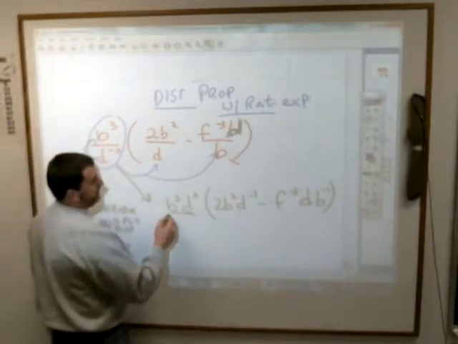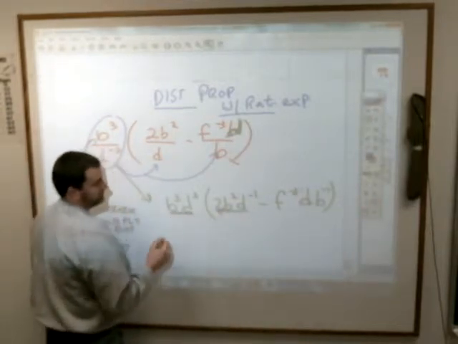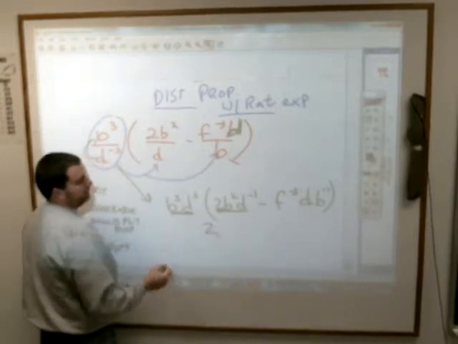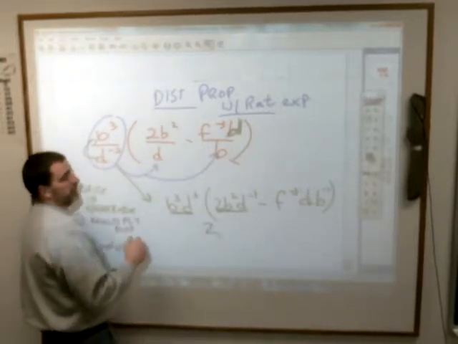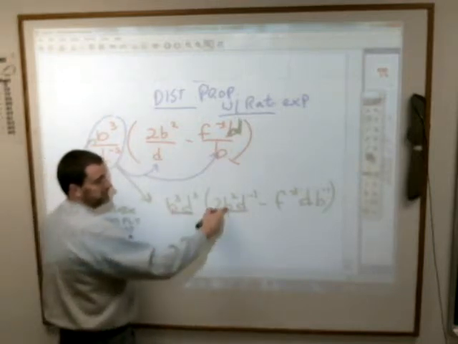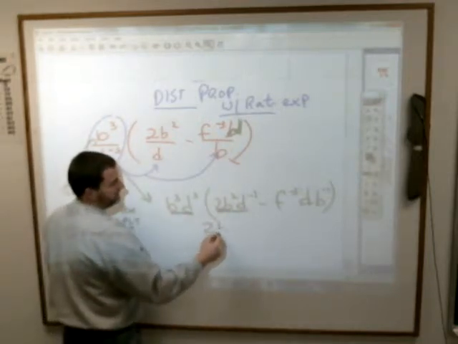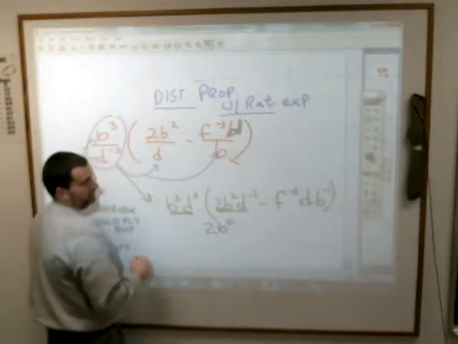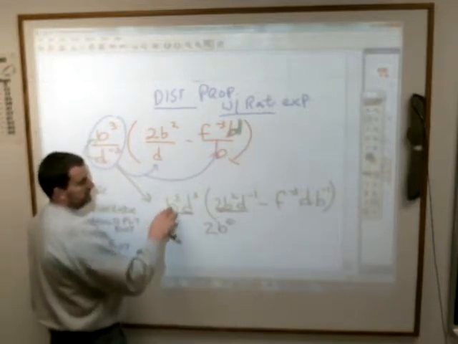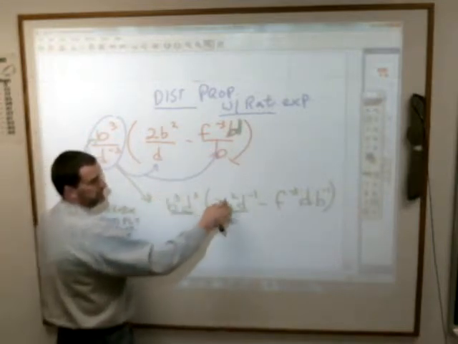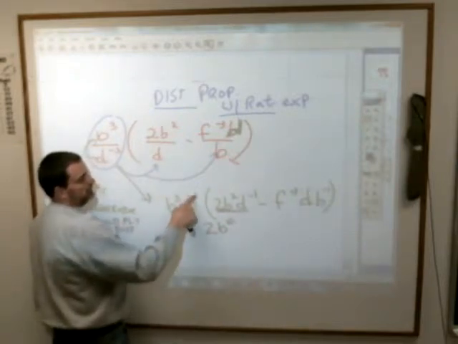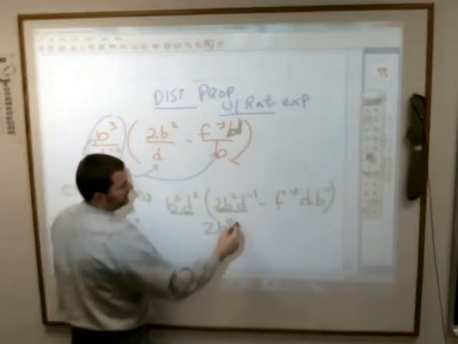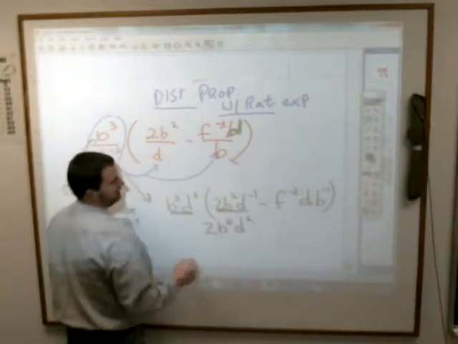So here we go. If I multiply this times this, I get 2 for the number. What do I get for the b's? B to the 5th power. 3 b's times 2 b's is 5 b's. Oh, it has to be the third. D cubed times d to the negative 1 is d squared.